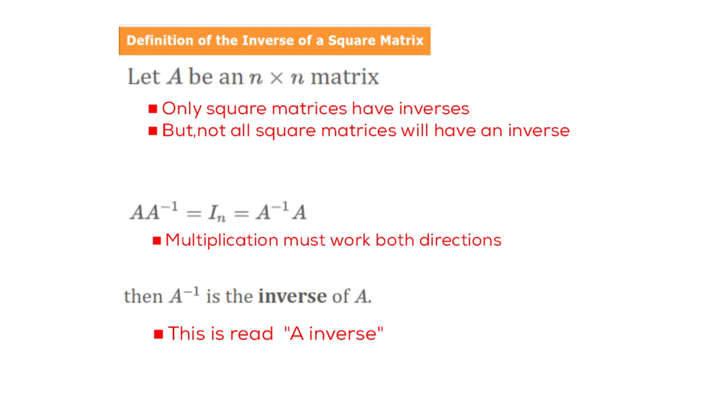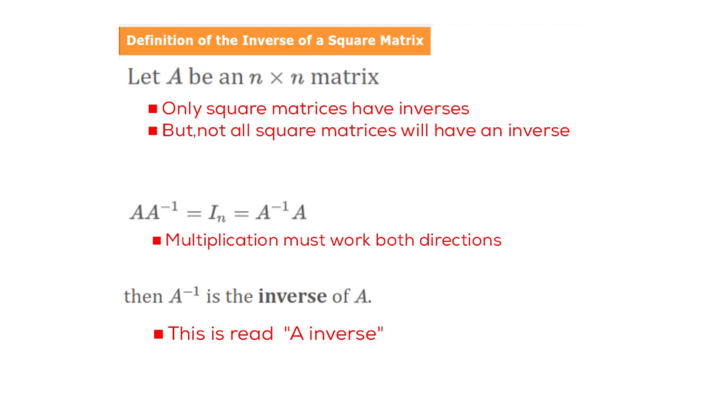Just a few rules about this, and just to reiterate some of the things I've already said. A is going to be an n by n matrix. So notice n by n: rows and columns are going to be the same. So only square matrices even have inverses that we're going to be looking for. Now, just as a side note, not all square matrices have an inverse. I'm not going to get into all of that, but only square matrices would even work to do this with.